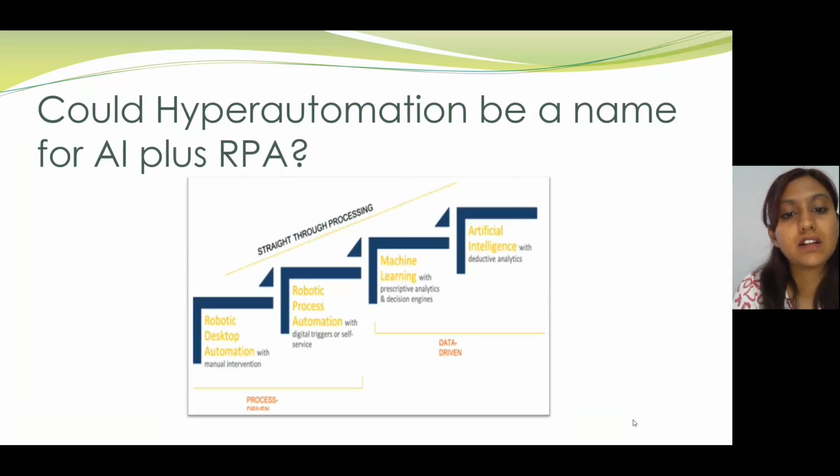RPA robots excel at carrying out tasks in accordance with a set of rules, although they occasionally make mistakes or run into issues. These flaws can be found and fixed with the use of AI algorithms, assuring the accuracy and dependability of automated operations. Hyperautomation, a new development, is a business automation approach that involves the fusion of numerous technologies to streamline the business procedures.